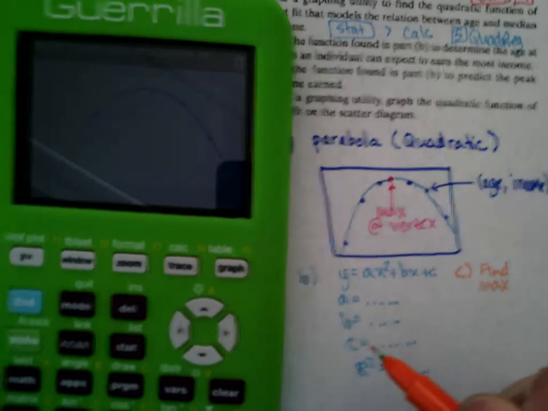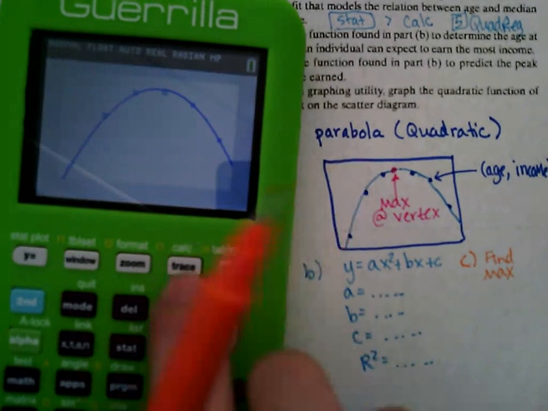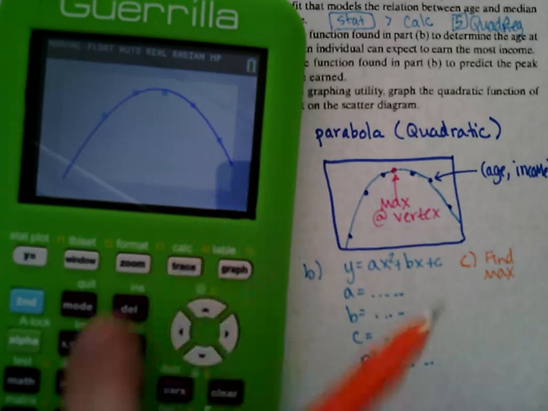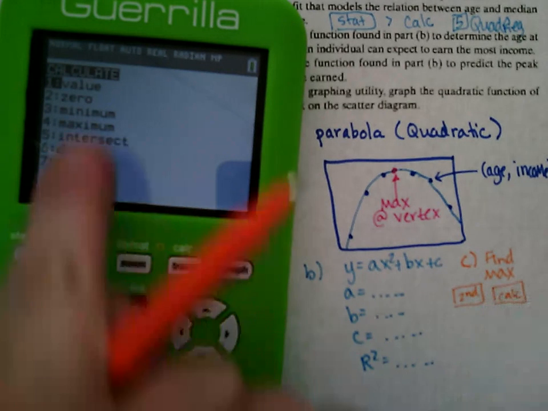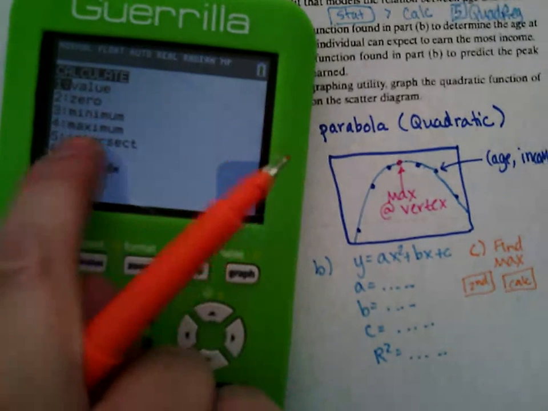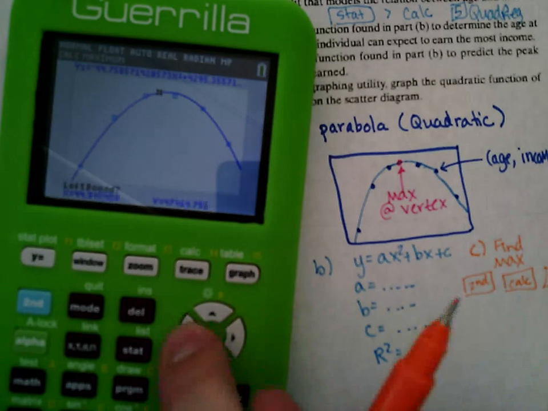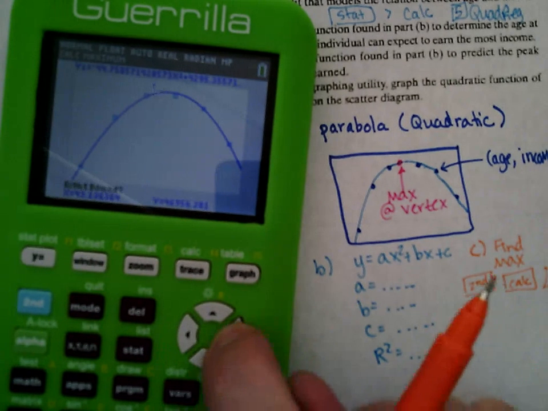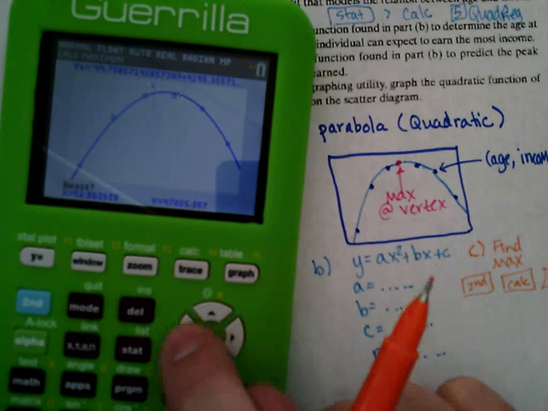And we can do that on our calculator by doing this second calc right there. So second calc. And we need to find the maximum. So number 4. And then we have to do left bound, right bound, guess. So left bound, go to the left, and then go to the right for right bound, and then go to the top for guess.